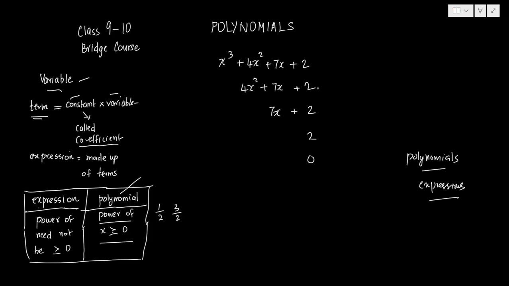Okay, so now that we know the difference between an expression and a polynomial, let us look at all these polynomials. What is the highest power of this polynomial? 3. So this is called a cubic polynomial.